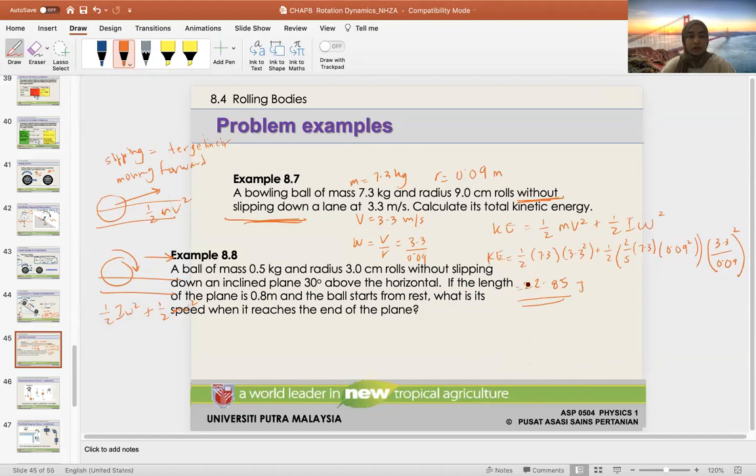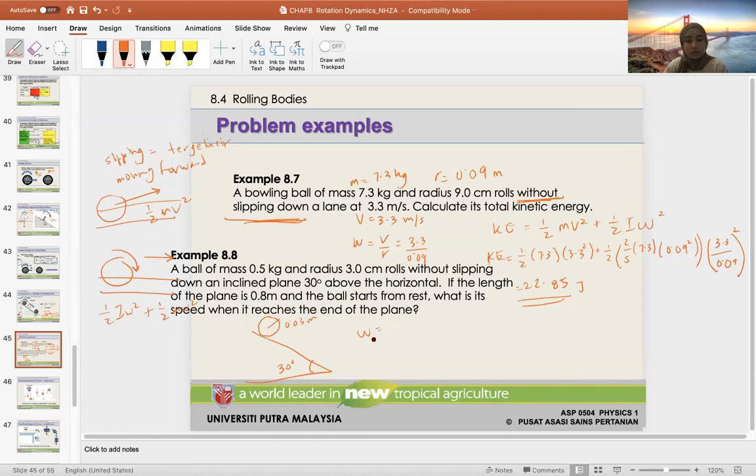Okay, so the next question before we take our break. A ball of mass 0.5 kilogram and radius 3 cm rolls without slipping, maksudnya dia tak tergelincir lah. Maksudnya kita ada rotational and also translational, moving forward, down an inclined plane that is 30 degrees above the horizontal. So the ball is 0.5 and it has a radius of 0.03 meter. If the length of the plane is 0.8 and the ball starts from rest, what is its speed?